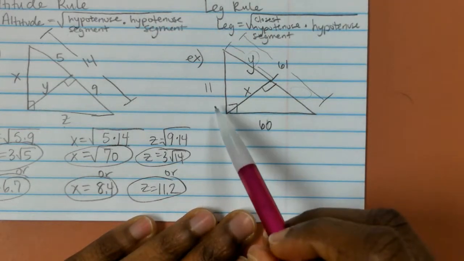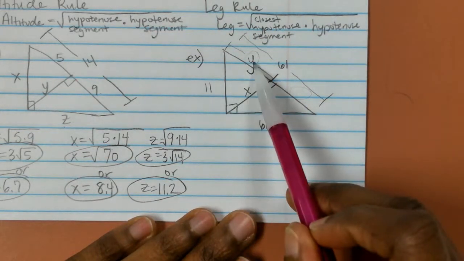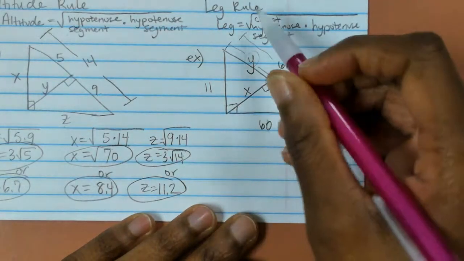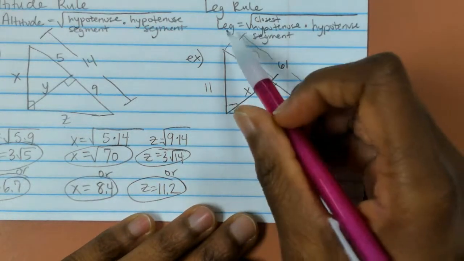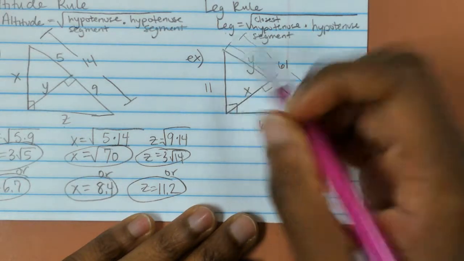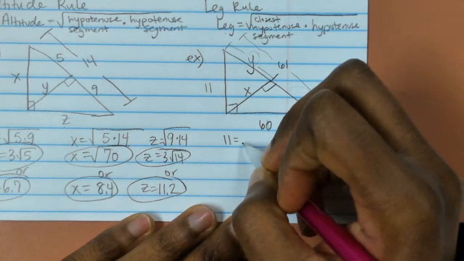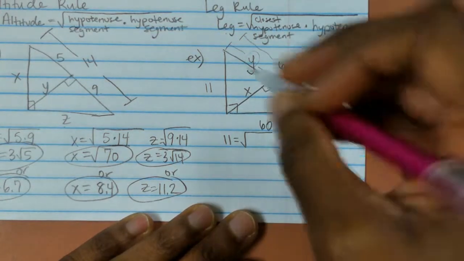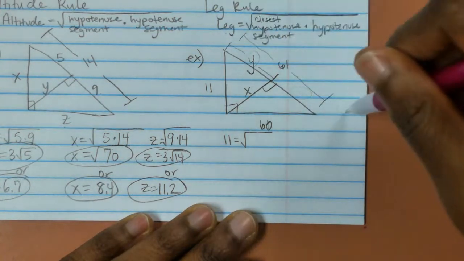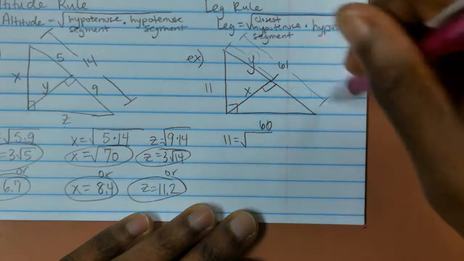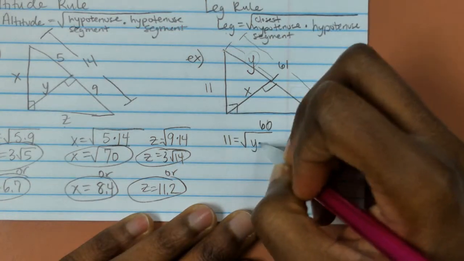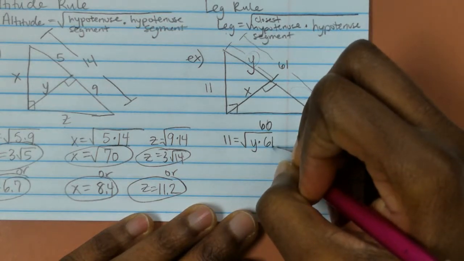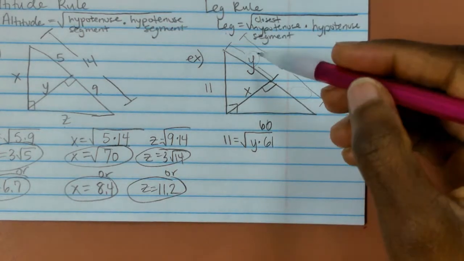Okay, so when I do my leg rule, I'll use the 11 because that's the leg closest to this segment. So the leg rule for this particular problem would be the leg, which is 11, equals the square root of the closest hypotenuse segment, which is y, because remember the hypotenuse is the long side of the right triangle, so the 14 or the 61. So the closest hypotenuse segment is y, and the whole hypotenuse is 61. Then I can solve that for y.